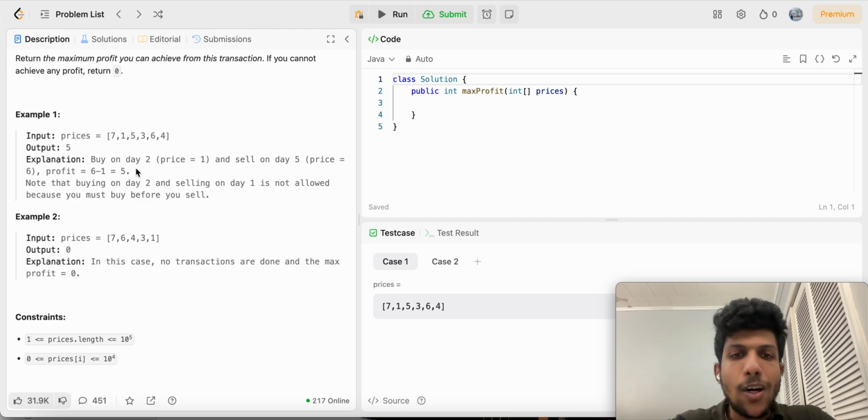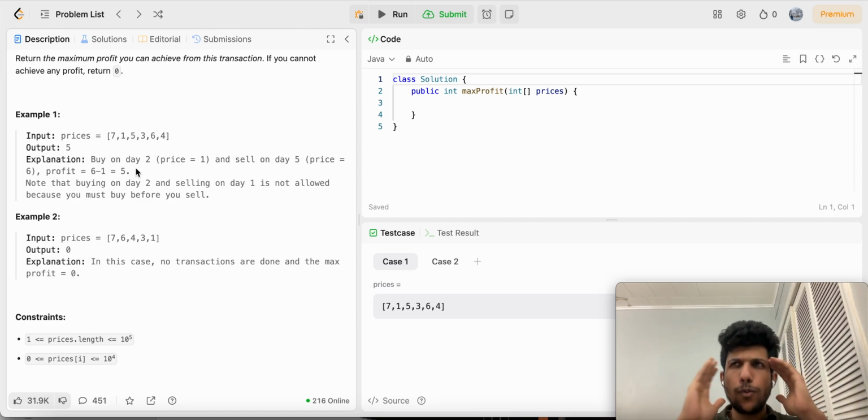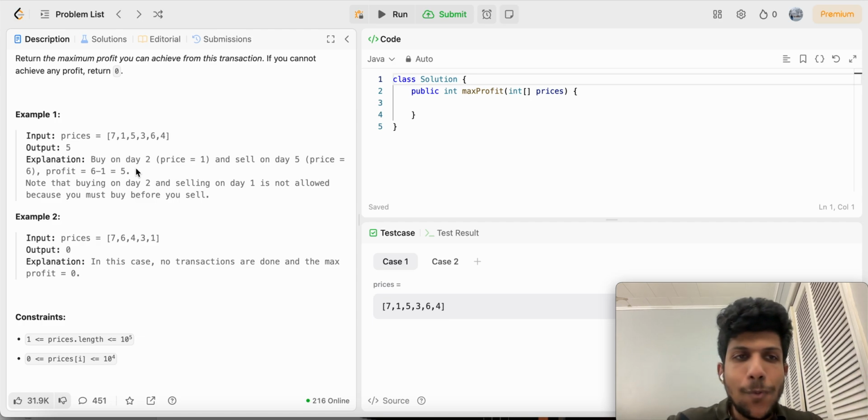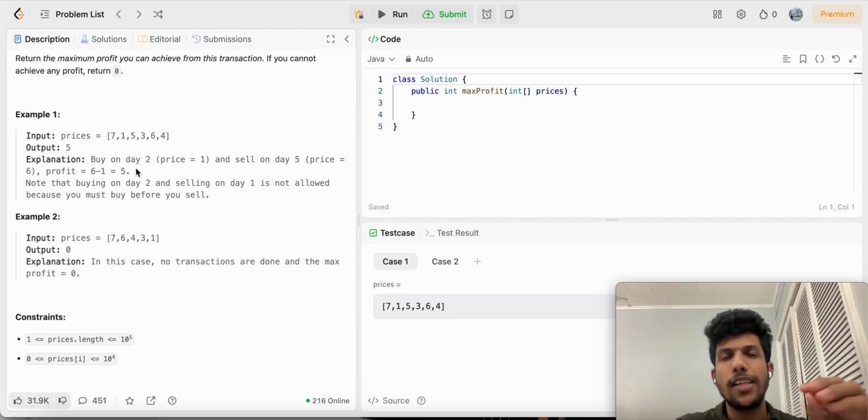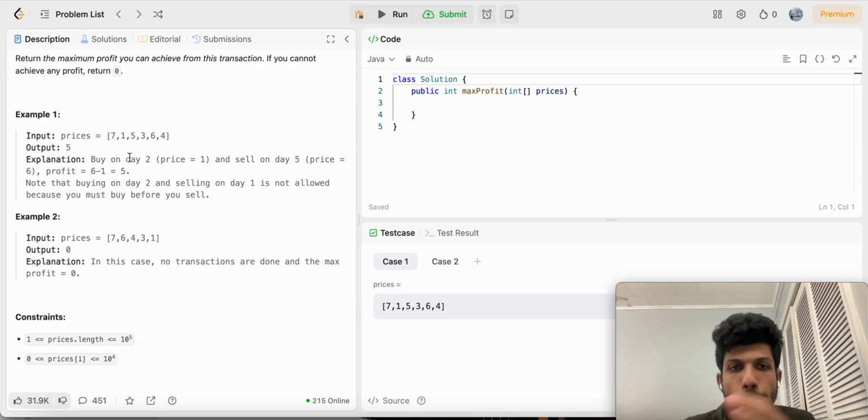Okay, so now what we should always think of is a brute force approach, like the basic approach that comes up in your mind. What is the naive thing that comes up in your mind? What I can think of is that I would look at every possible pair of days, and for each pair I would calculate the profit. Then I would track the maximum profit across all the pairs.